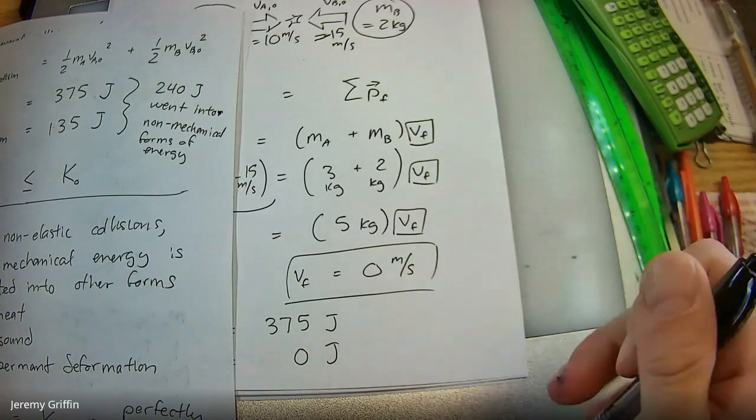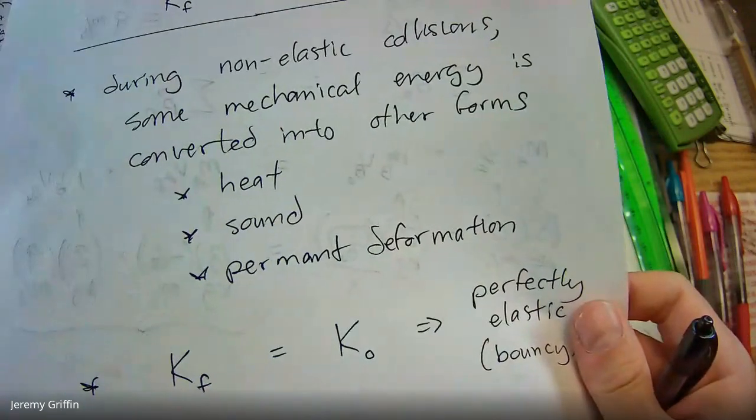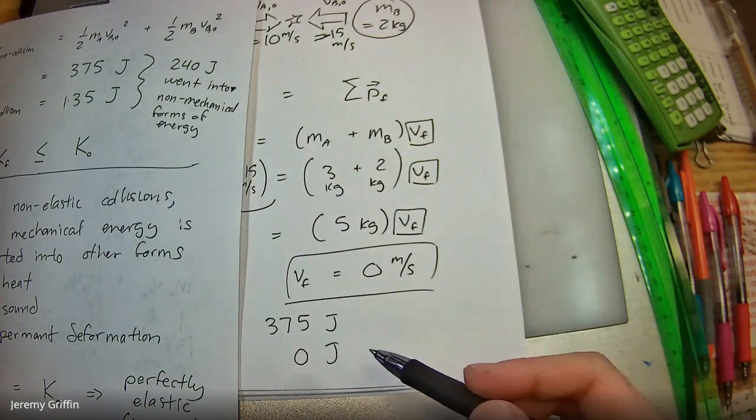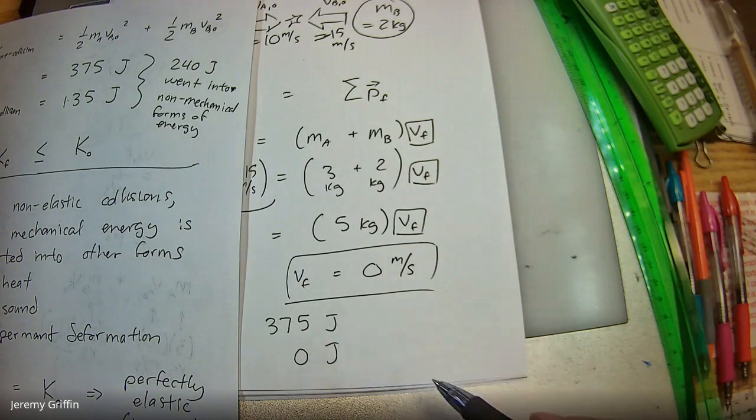And then keep in the back of your mind, when we eventually get to elastic, like perfectly bouncy, like Newton's cradle, there would be no change. It would just be like all 375 joules would be conserved.